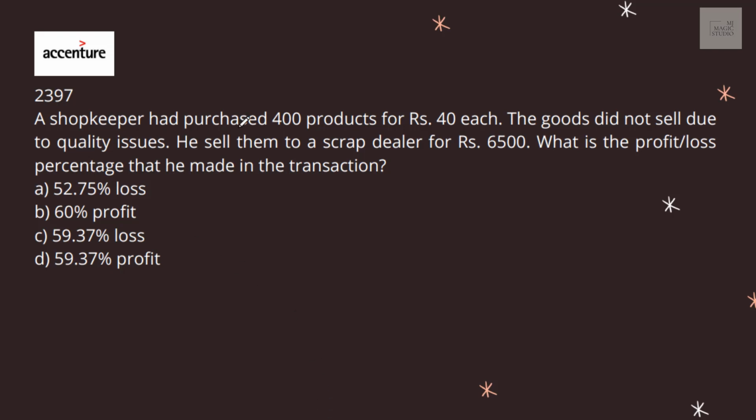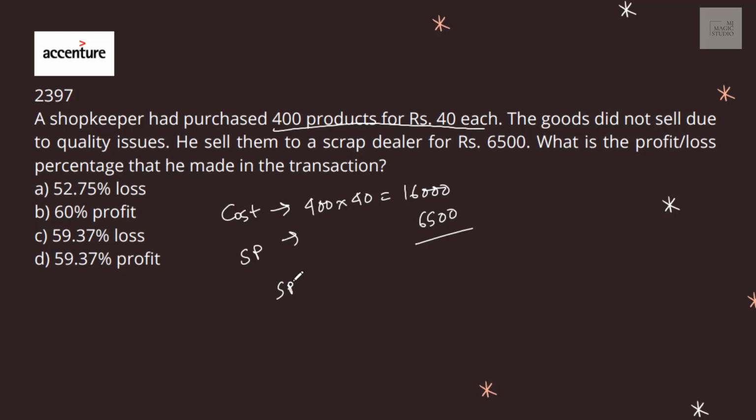A shopkeeper had purchased 400 products for rupees 40 each. That means the cost to the shopkeeper is 400 into 40, that is 16,000 rupees. The goods did not sell due to quality issues. He sold them to a scrap dealer for rupees 6500. That means the selling price is just 6500.